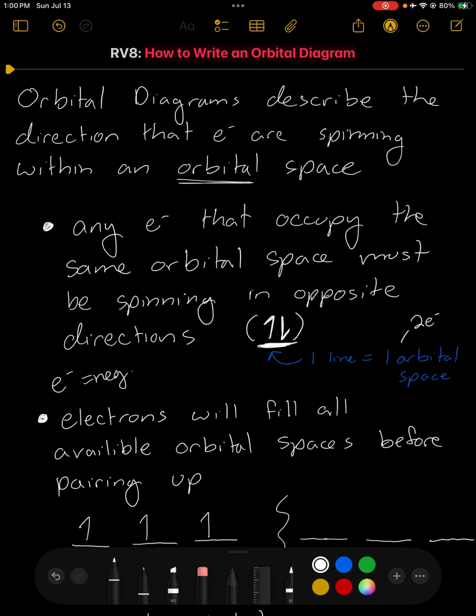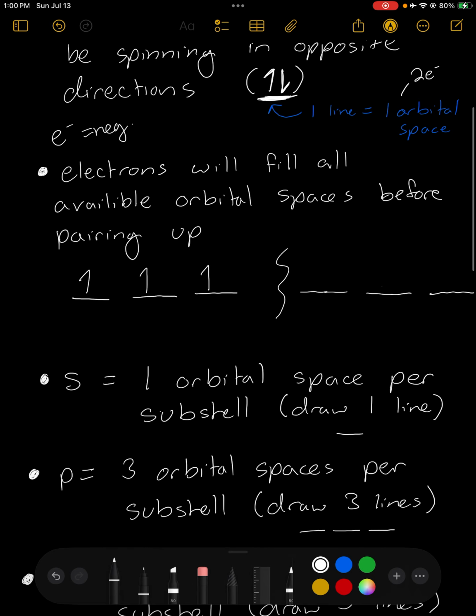All right? Second thing to be aware of is that electrons will fill all available orbital spaces before they start pairing up and occupying that same space. And the reason for that is basically what I just said. We know that electrons are negative, they tend to repel each other. And so they're going to be as far away from each other as they can possibly be until they have to start occupying that same space with those opposing spins.